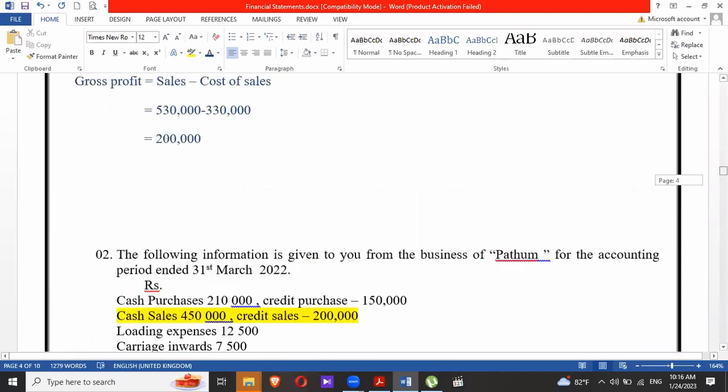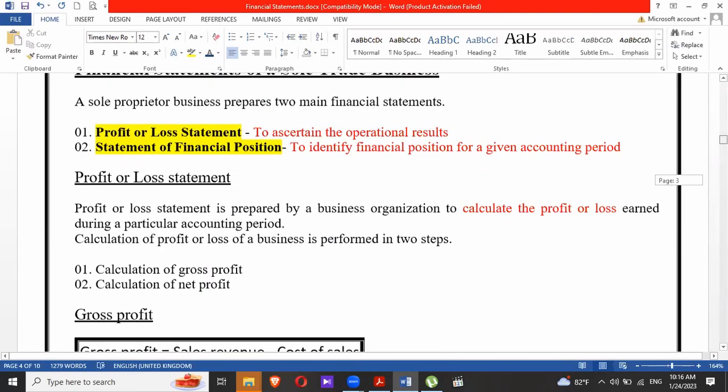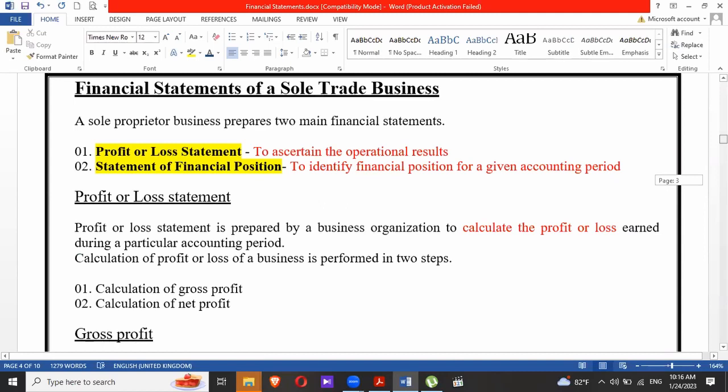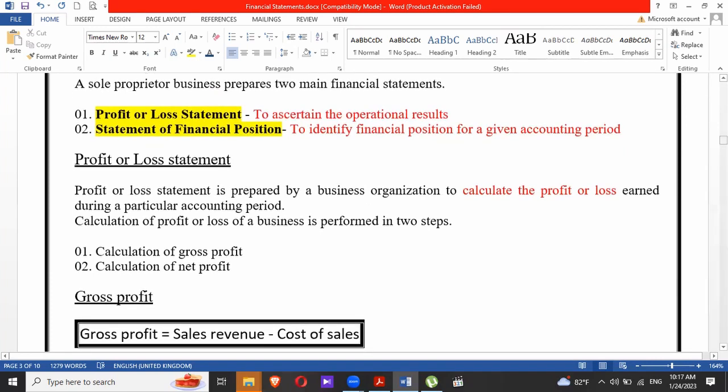Right. Let's summarize what we have discussed up to now. This is the financial statements of a sole trader business. We are going to prepare a profit or loss statement and a statement of financial position. Basically, there are two statements. First one, profit or loss statement, and second one, statement of financial position. For the profit or loss statement, the main objective is to calculate the operational result. Operational result in the sense, simply to calculate the profit or loss earned during a particular time period.